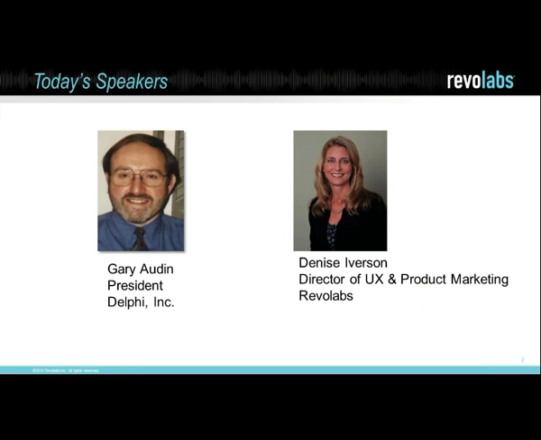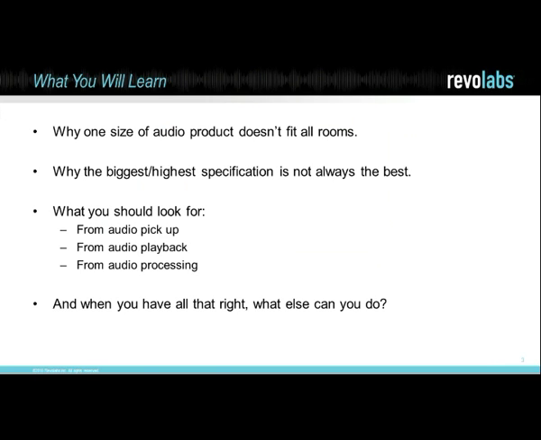But as we always do, we'll talk about what we're going to talk about. One of the first points we want to make here is you just can't buy a single product that fits every room and every arrangement. You need different kinds of audio conferencing products. The biggest, highest specification is not always the best. So we're going to talk about what you should look for: the pickup, the playback, and the processing, right? When you have all this right, there's still more to consider.